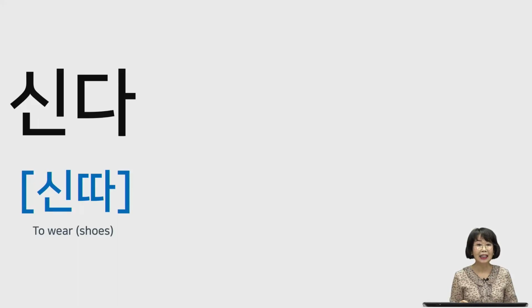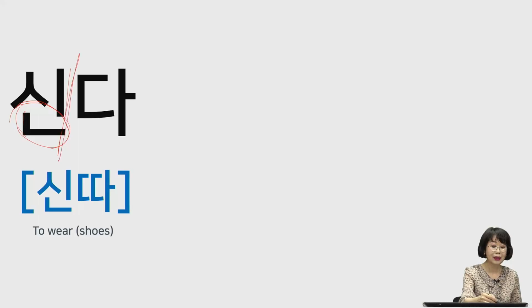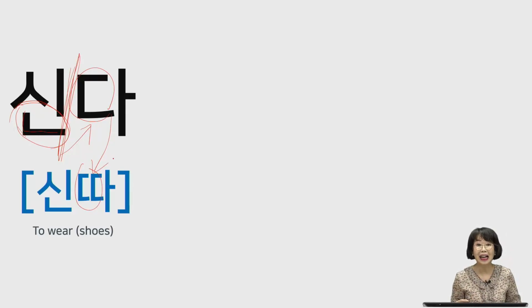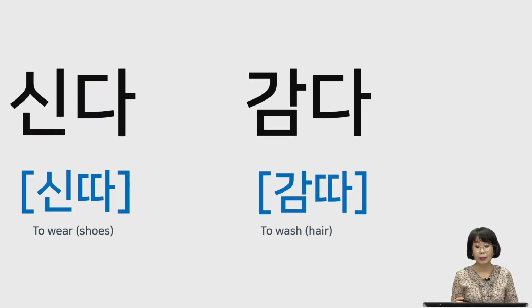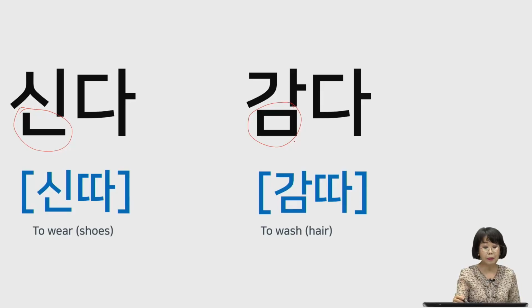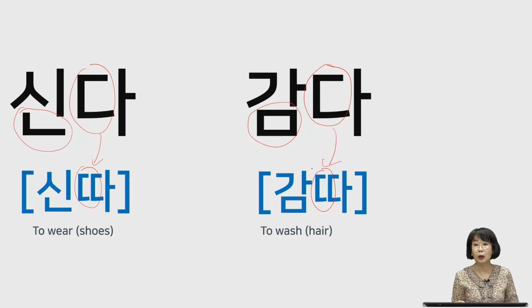신다. The previous syllable's last consonant is ㄴ. So the stem ends with ㄴ sound, and it affects ㄷ, and as a result of it, ㄷ changes to ㄸ sound. 신다. 감다. The last consonant of the stem is ㄴ or ㅁ. Then plain changes to tense sound. Plain changes to tense sound. 신다. 감다.